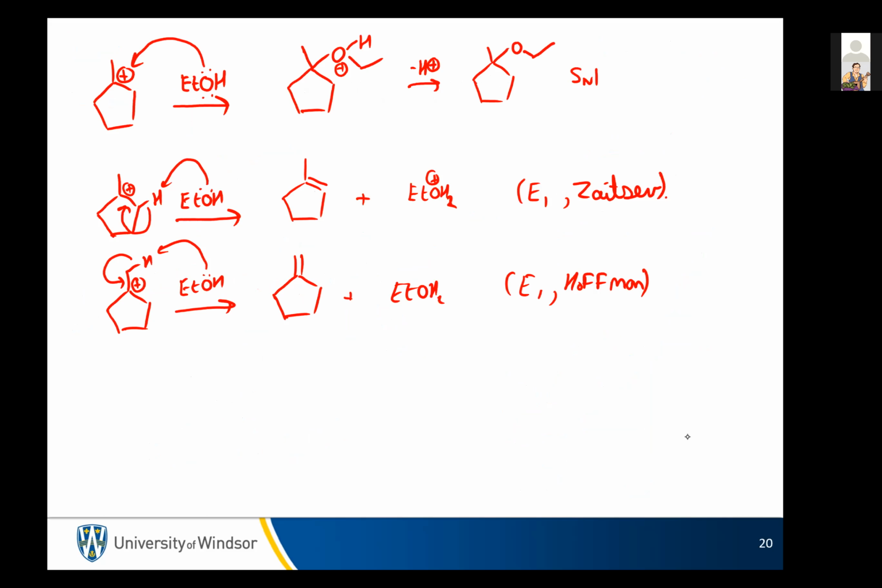If I asked you which is the major one from these, you have the same carbocation in all these cases, so now it comes down to the nucleophile. And in this case, our nucleophile is a stick. And sticks make it more of a nucleophile. So we are going to favor the SN1 in this case.